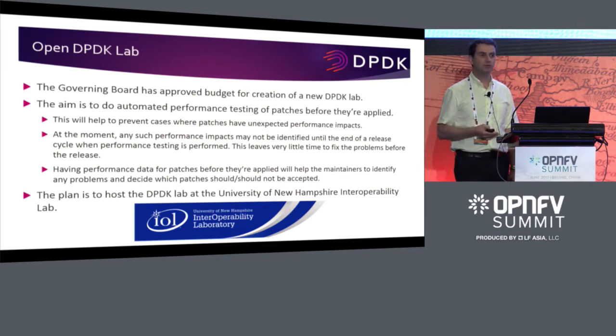So the University of New Hampshire do a lot of interop and certification testing for networking software. They do a lot of work for the Open Fabrics Alliance. They do a lot of Ethernet certification and compliance testing. So it's a good home for a networking software lab.